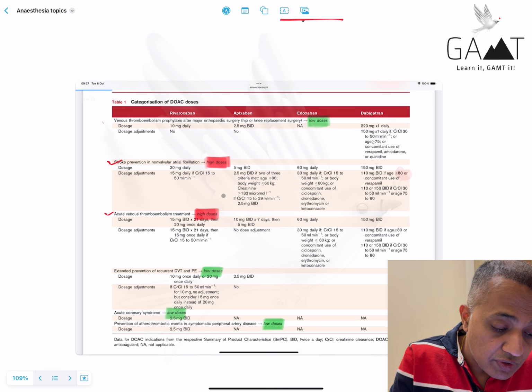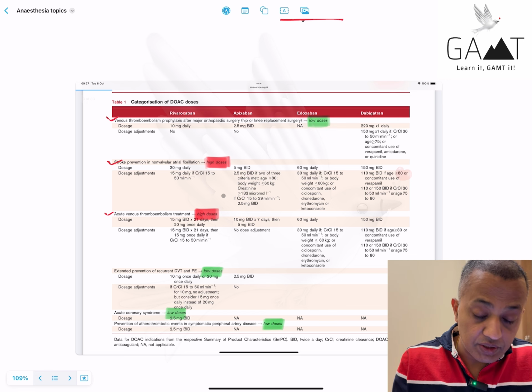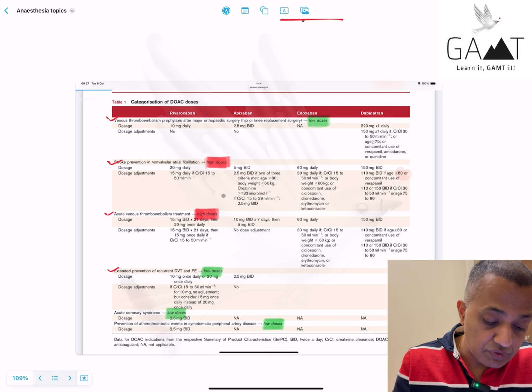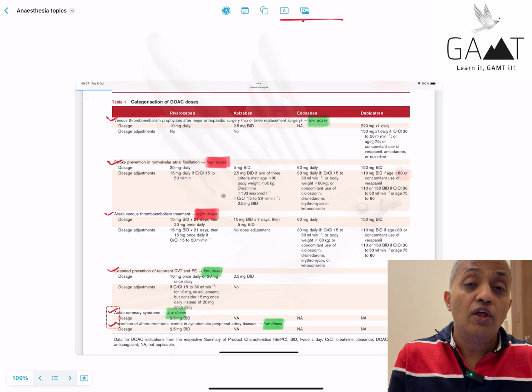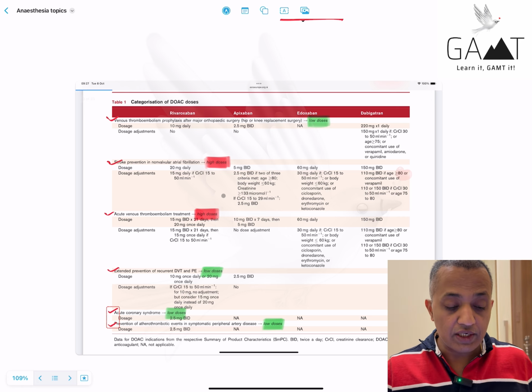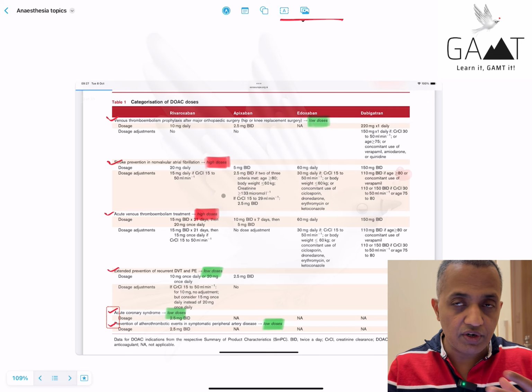If they're using it for venous thromboembolism prophylaxis after major orthopedic surgery, or for extended prevention of DVTs after 3 months, or acute coronary syndrome, or prevention of atherosclerotic events in symptomatic peripheral artery disease. These are groups of patients who, if they are on anticoagulant agents, are most likely to be on lower dose anticoagulant agents, okay? The indication gives you a very good clue, right?